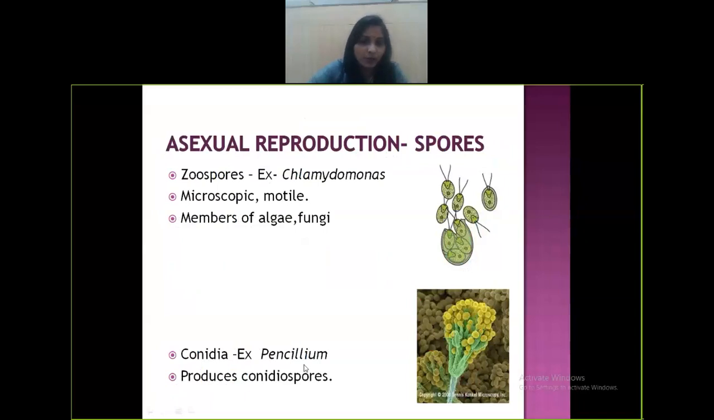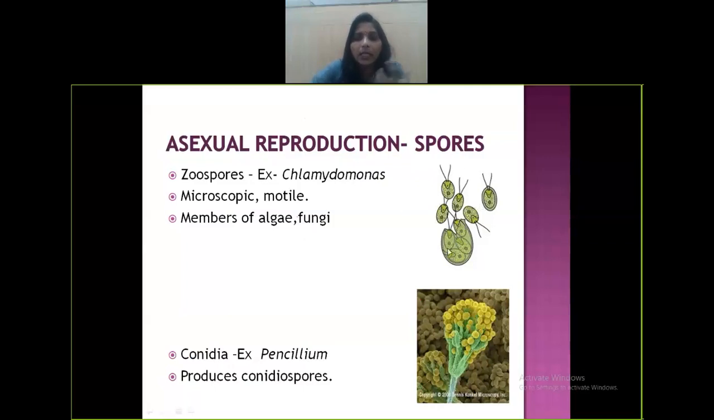Then a few other examples to mention. Another one is zoospores. The example for zoospores is Chlamydomonas here. You can see they are found in colonies, and then the colonies burst and many Chlamydomonas are released. These Chlamydomonas are microscopic, not visible to the naked eye, and there is a presence of flagella. All these are flagella. That's why they are motile. The zoospores are minute, microscopic, and motile. They are seen commonly in algae and fungi. One such example to mention is Chlamydomonas.